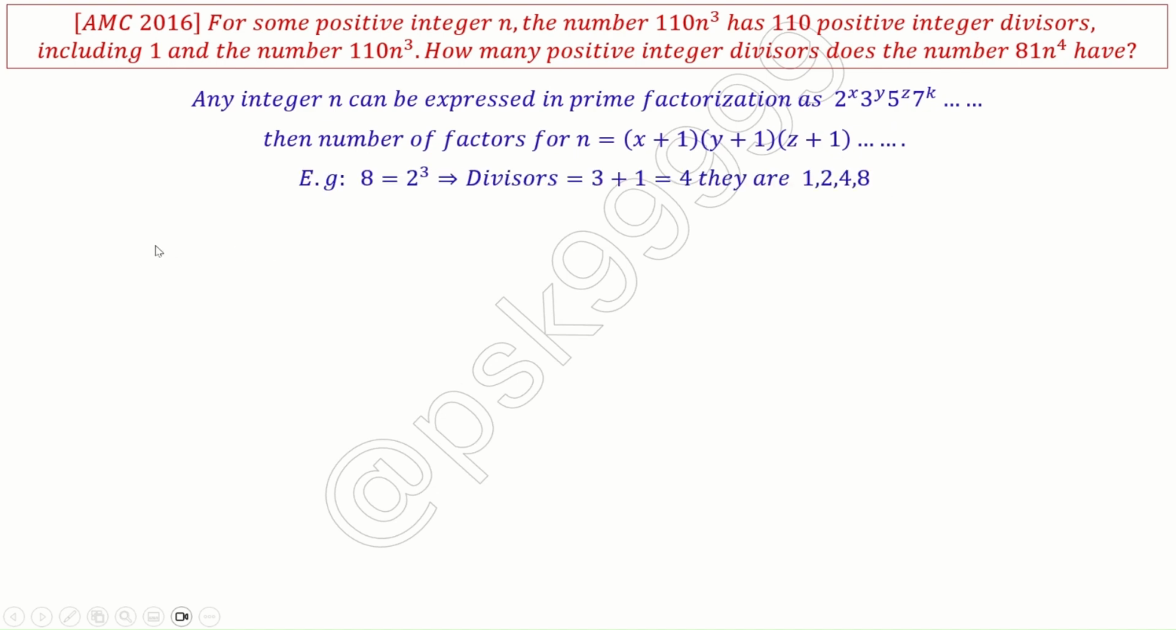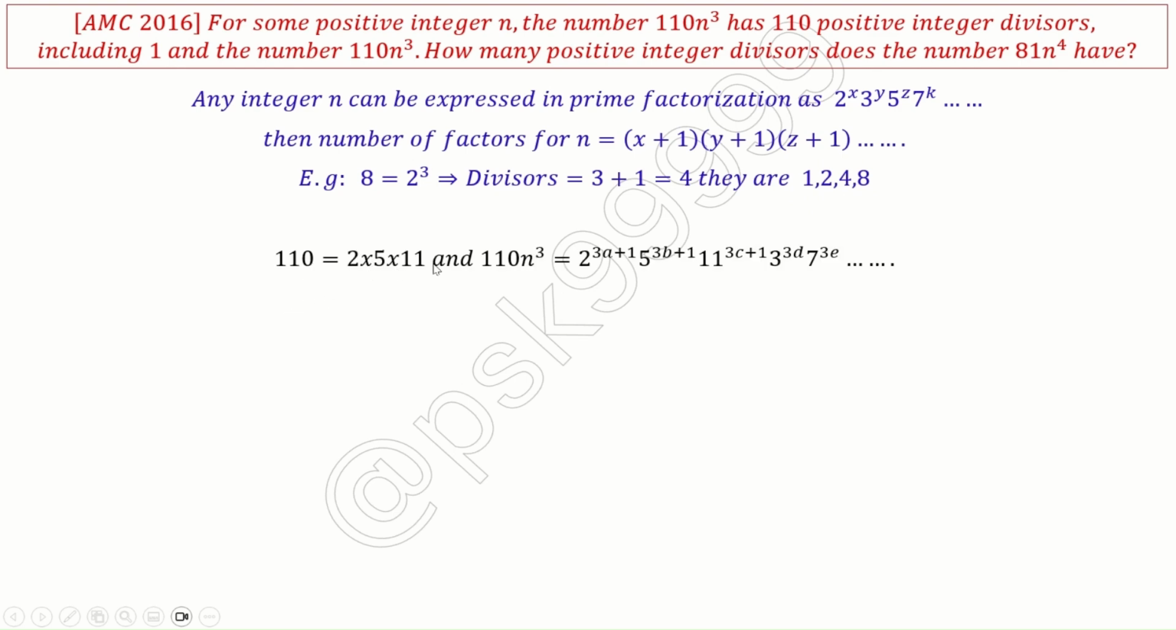For example, 8 is 2 cube. So the number of divisors is 3 plus 1, nothing else is there, so 3 plus 1, that is 4 divisors. What are they? 1, 2, 4 and 8. Once you remember this, the problem is simple.